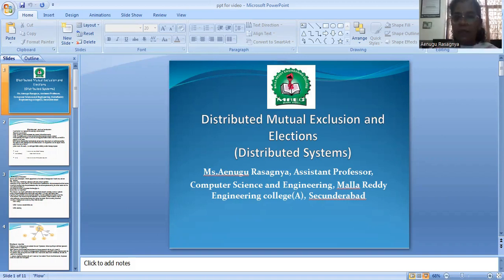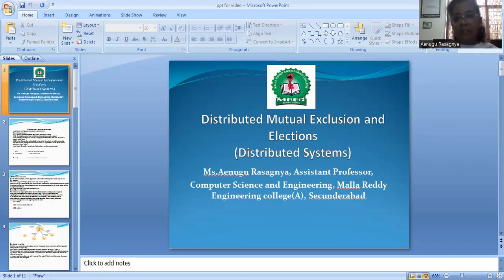In the same way, the second property, liveness, means that requests to enter and exit the critical section eventually succeed. So if any process enters and exits the critical section successfully, then we can say that the particular algorithm is exhibiting ME2, that is the liveness property.